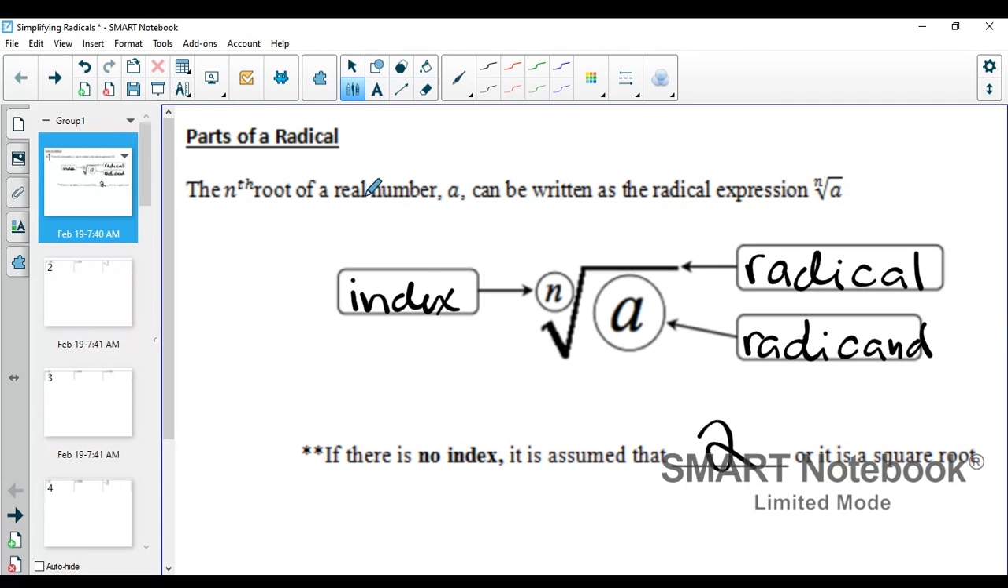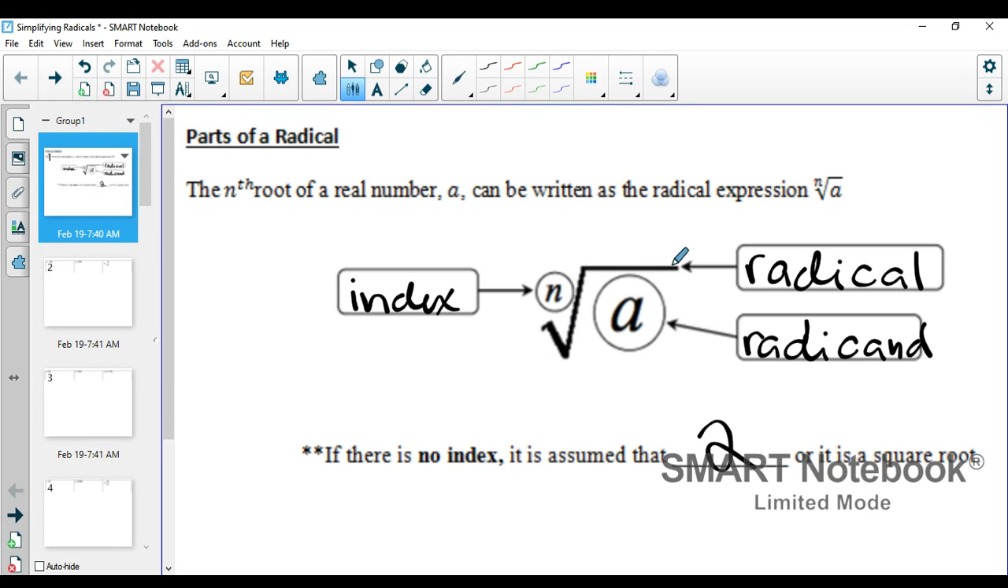And so there are three main parts of a radical. If we have the nth root of a real number, a, it could be written as the radical expression n radical of a. So n is our index. That tells us what root we are taking. So if it's 3, it's the cube root. If that number is a 4, it's the fourth root, and so on.